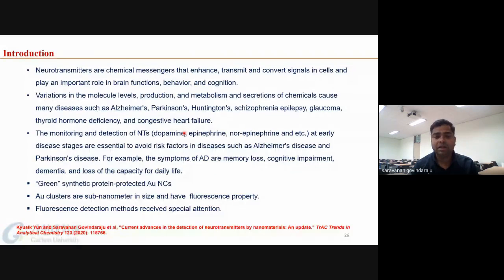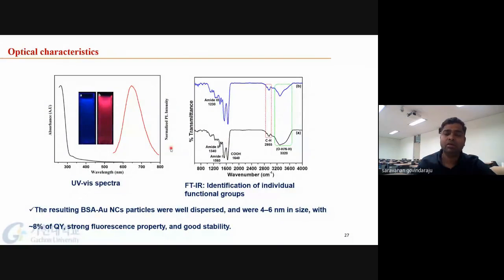There are a lot of techniques. Mainly people use NMR or some other techniques to detect dopamine, and sometimes they use different techniques. Here we have chosen a green-synthesized gold cluster based on fluorescence spectroscopy to detect dopamine, as well as dopamine directly in human serum samples.